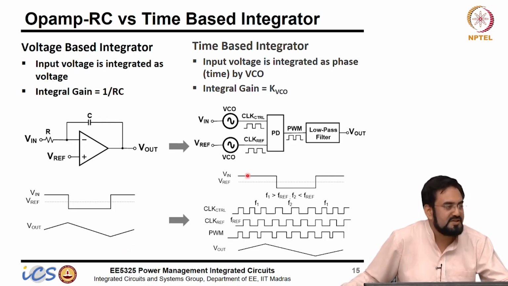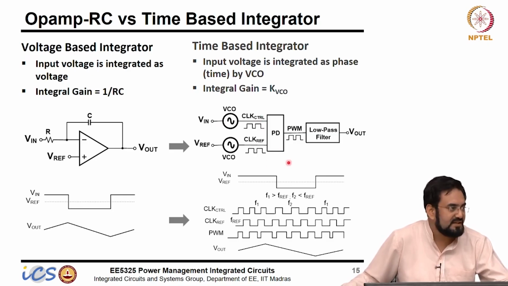Now, I can have two VCOs, one connected to Vin, the other connected to Vref, which is this guy. You can think of this as the positive terminal and this as the negative terminal. This VCO will give me clock ref, this VCO will give me clock, and this is fixed. So, the reference is fixed and this is the changing variable, so this will vary accordingly.